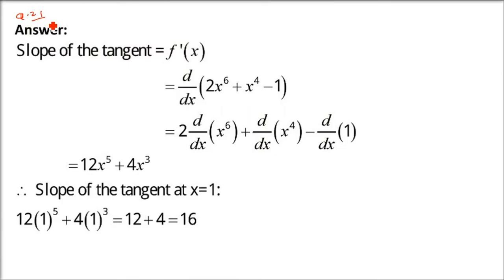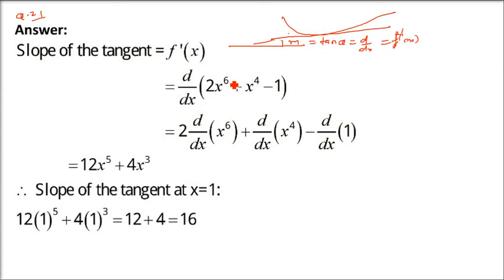Question number 21. Find the slope of the tangent to the curve f(x) equals 2x raised to 6 plus x raised to 4 minus 1 at x equals 1. For any curve, the slope of the tangent, the tan theta of the angle which it makes with the positive x-axis, is m equals tan theta, the slope, or f dash x, or the differential or derivative. All these are the same.